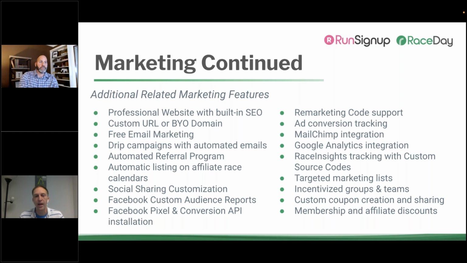So if you do that, the MailChimp integration allows people who register for the race to get sent to your MailChimp list. That way you can at least keep your contact list updated in real time. We mentioned Google Analytics. You have the race insights that you can track with the custom source. So you can literally build your own marketing campaign.